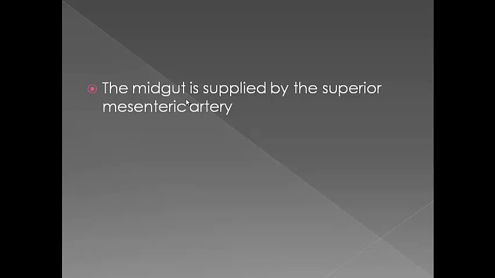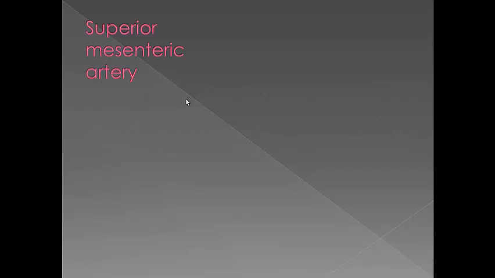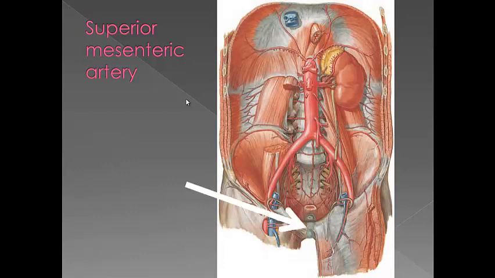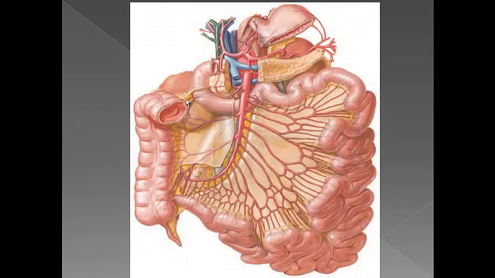Now, the midgut is supplied by the superior mesenteric artery. This is the second anterior branch of the abdominal aorta, and it arises at the level of L1. Okay, so we're going to look at the superior mesenteric artery here, and you can see that it's found right underneath the celiac trunk, and that's your superior mesenteric artery. Okay, so here we're just looking at the superior mesenteric artery and how it's giving off all of its branches to the different parts of the midgut.